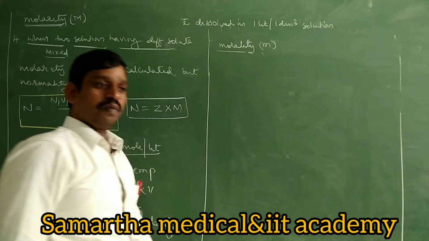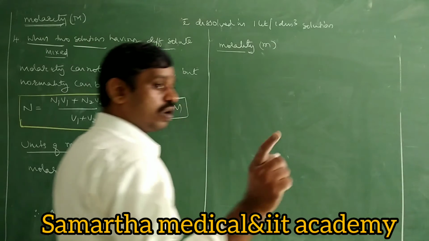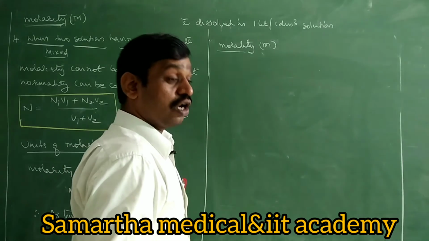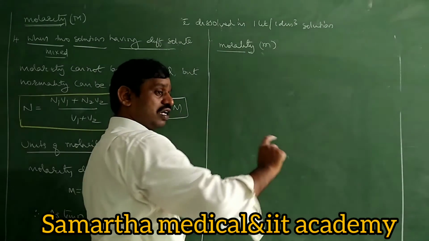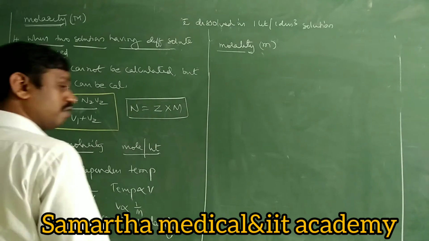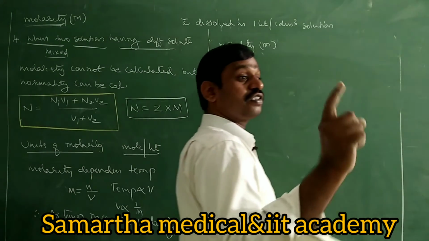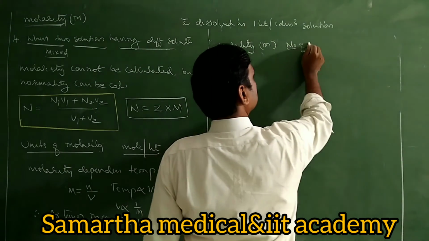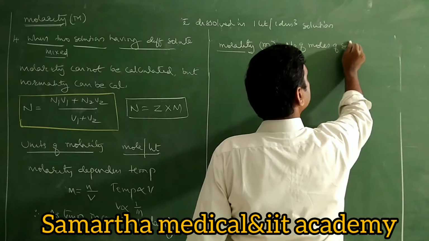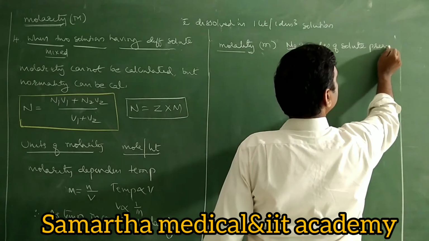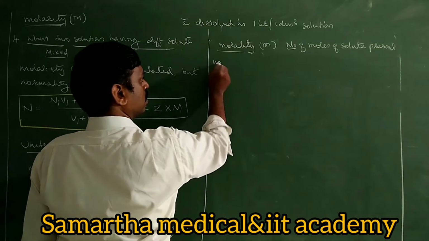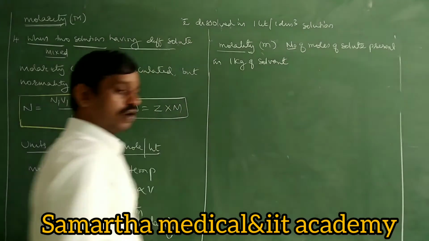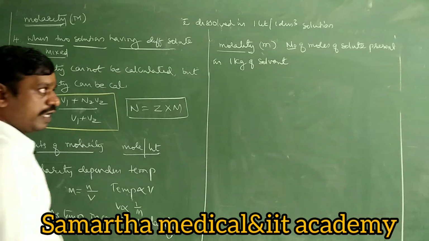So what is molality? The number of moles of solute present in 1 kilogram of solution or solvent? Solvent. Molality comes in solvent. The number of moles of solute present in 1 kilogram of solvent, but not solution. Write down: number of moles of solute present in 1 kilogram of solvent is called molality.